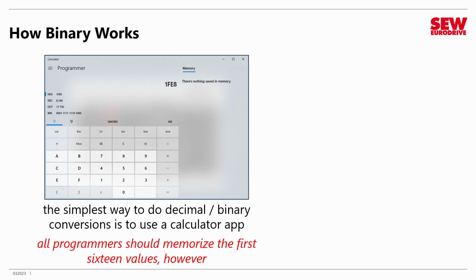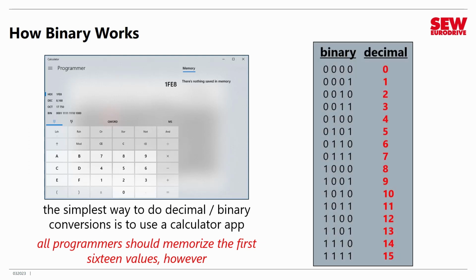However, that said, let me give you a little tip. All programmers should memorize the first 16 binary values, and you'll see why in just a minute. It's not that hard to memorize 16 values. Once you get the pattern under control, it's pretty obvious, and it will pay big dividends.